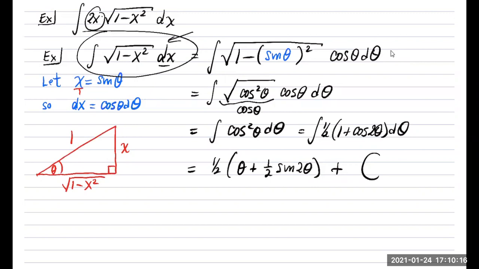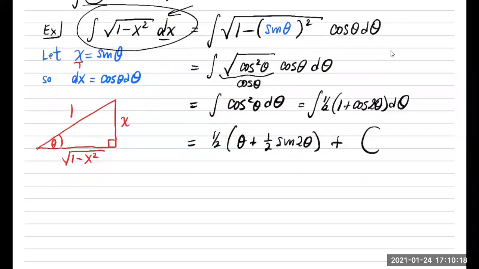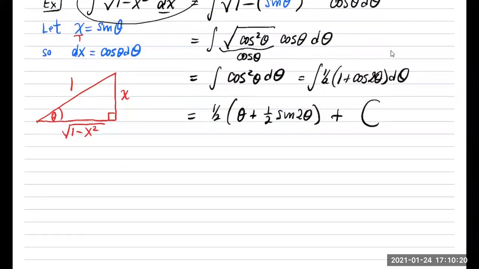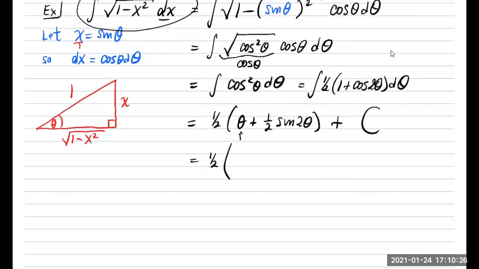All right, now come over to our antiderivative, our preliminary form. I'm going to replace this theta by using the original substitution. If x equals the sine of theta, then theta is equal to the inverse sine of x. But what to do about the sine of 2 theta?